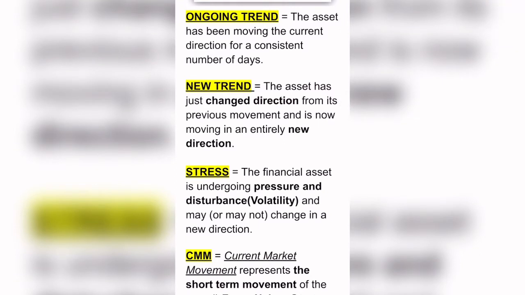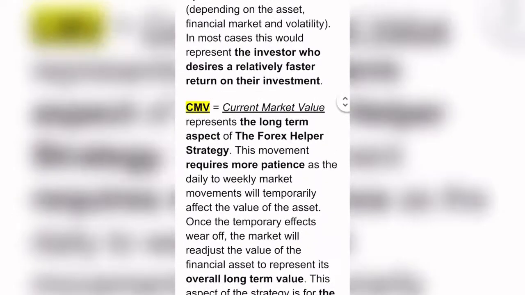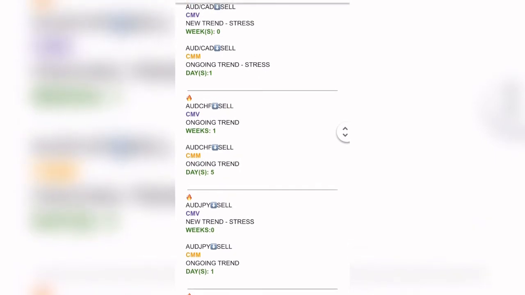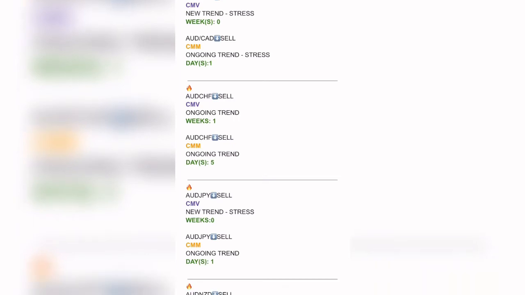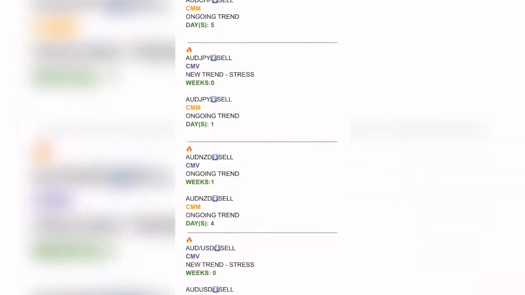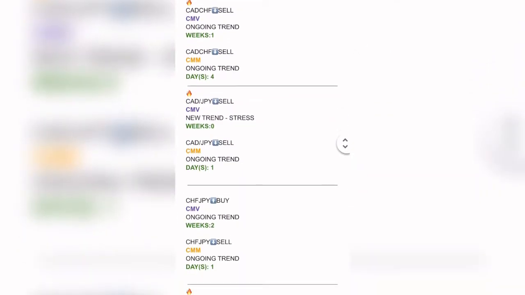Understanding the symbols and the meanings here: ongoing trend. You'll see that on the report. Here's an example. The first one here, AUD versus CAD, Australian dollar versus Canadian dollar. You'll see it says ongoing trend. That means it's been going on for, in this case, one day. Some of them have longer time periods, and if you look at the weekly, you'll have different time periods also.